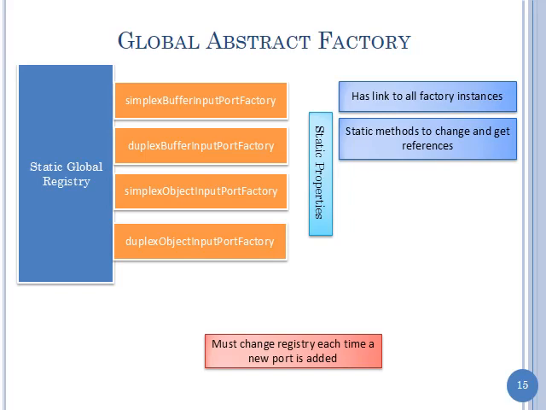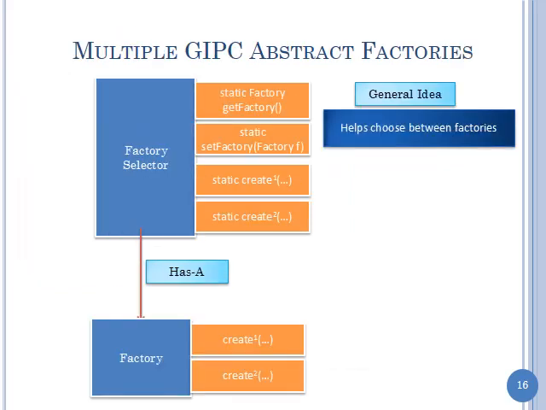Okay, that was the problem I was having. I had buffer ports, then I had object ports, then RPC ports and session ports, and every time I had to go and deal with this thing. So we have a factory selector which helps choose among factories. It has a get factory and set factory, and doesn't have to do a create. And the create methods here are just convenience functions.